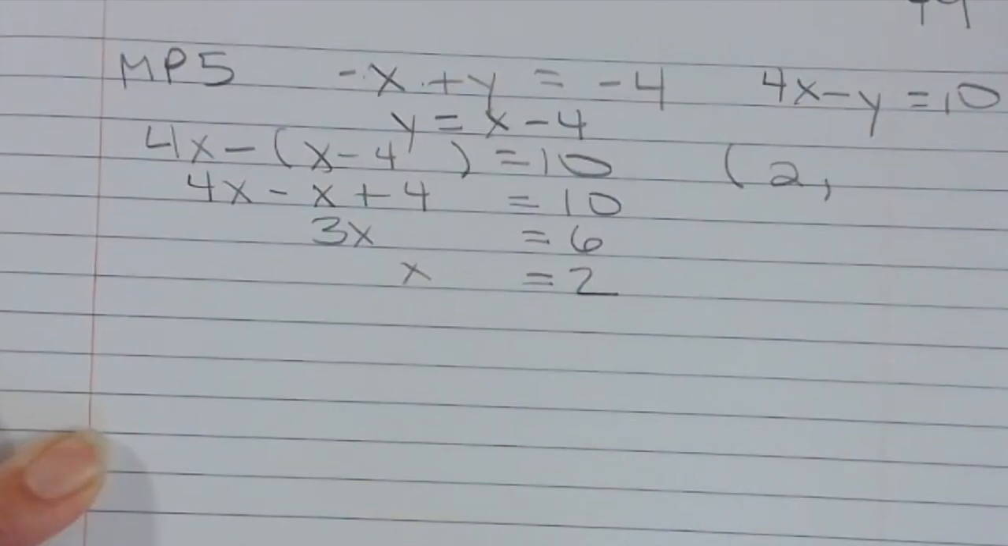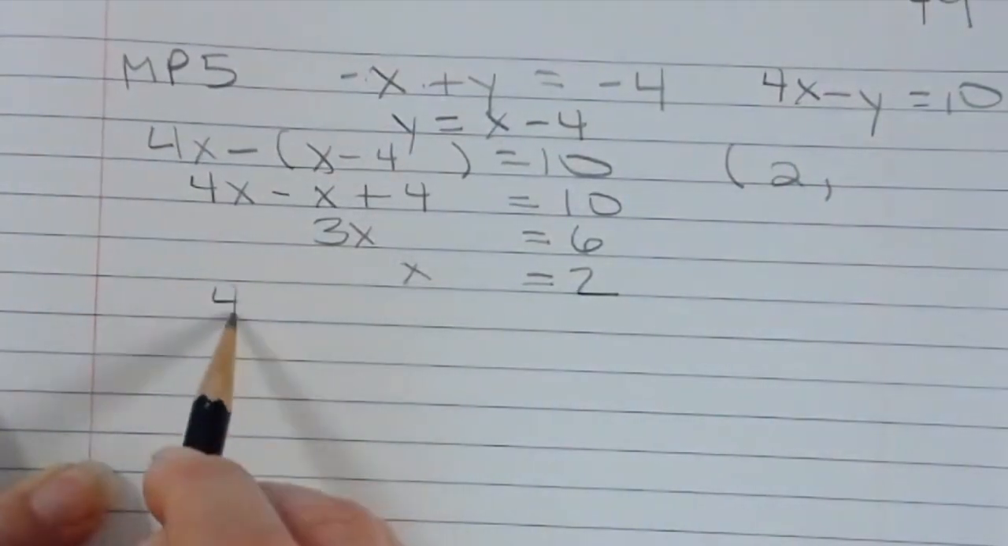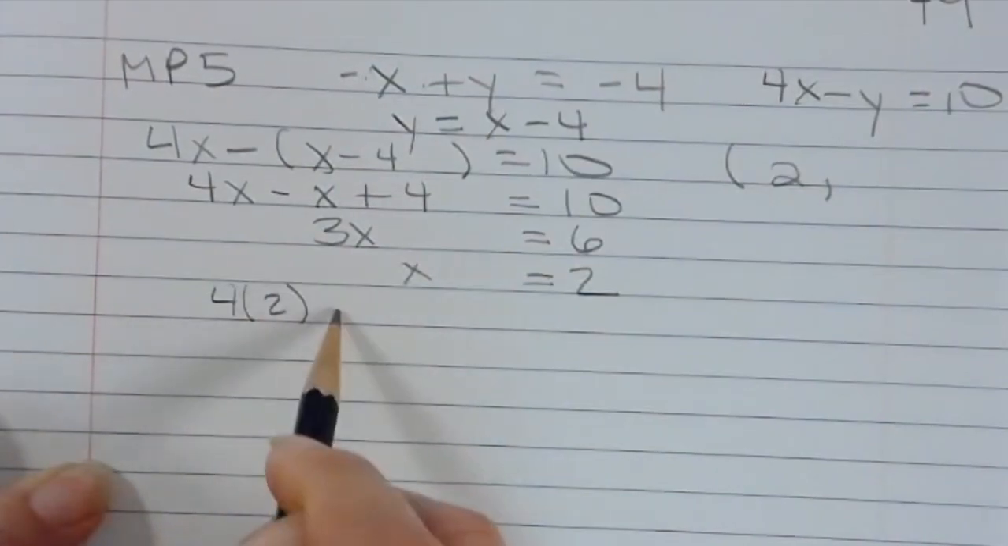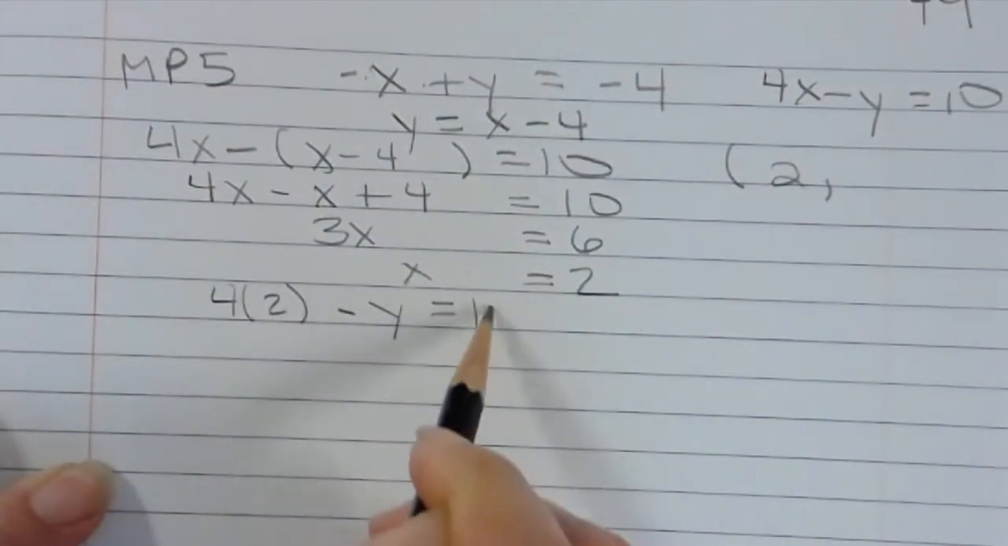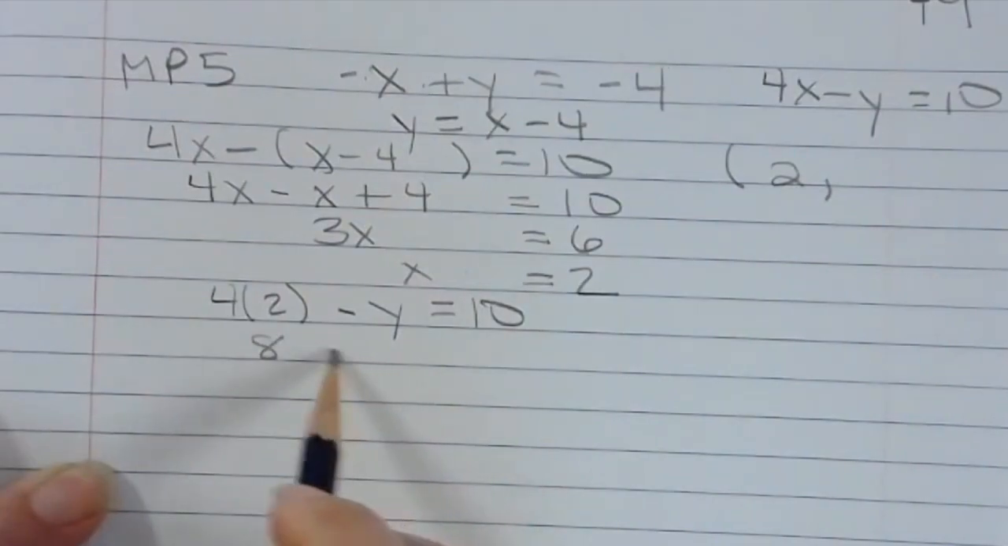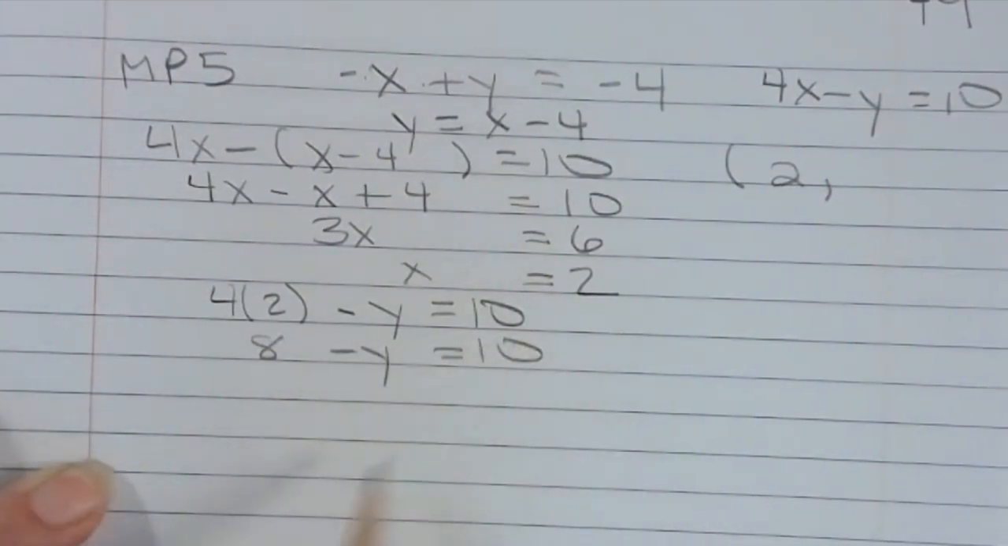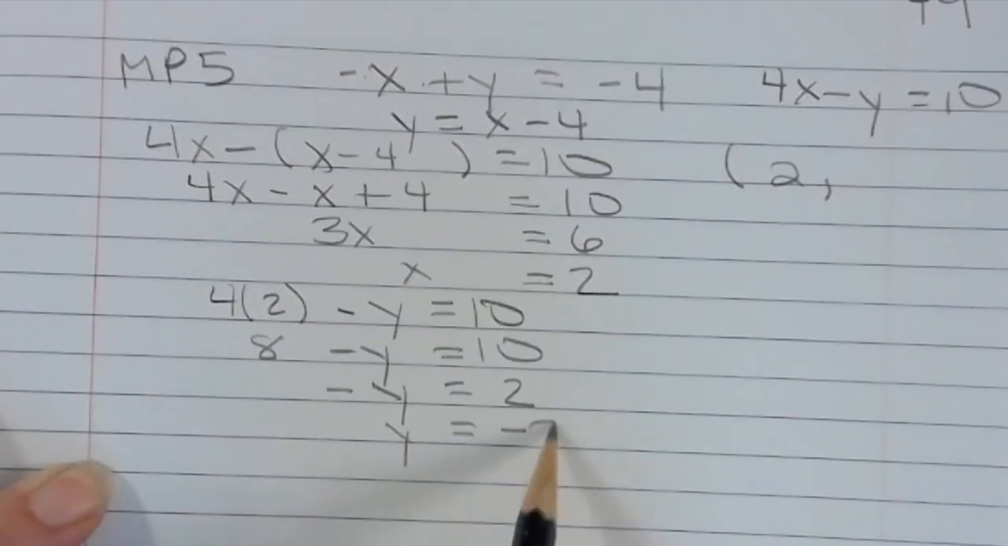Which one tickles and giggles you? First or second? First. Ooh, someone said second. Let's do the second one just for laughs. So, 4 times 2 minus y equals 10. 8 minus y equals 10. Subtract 8. Negative y equals 2. Y equals negative 2.